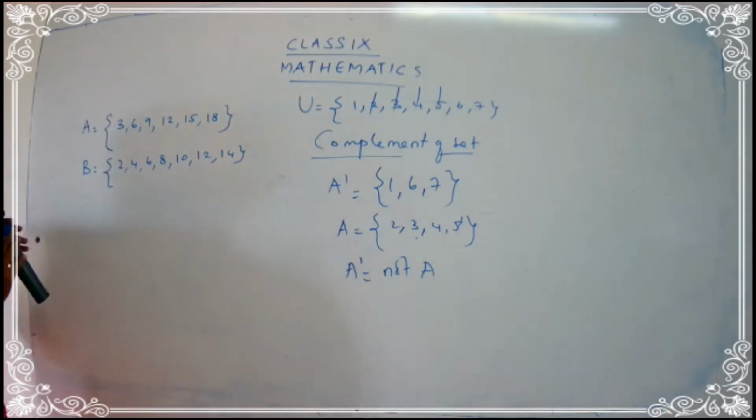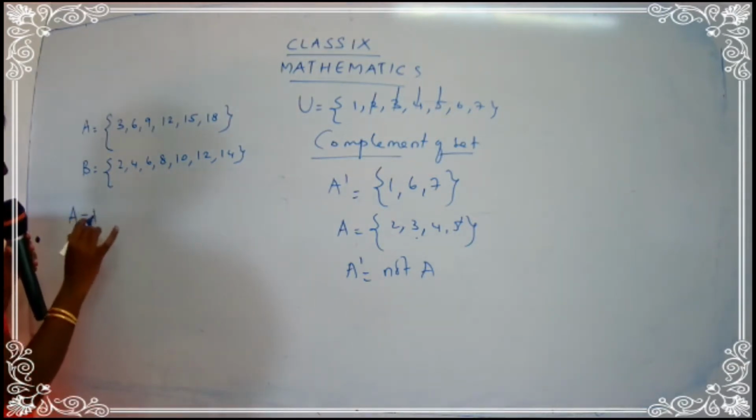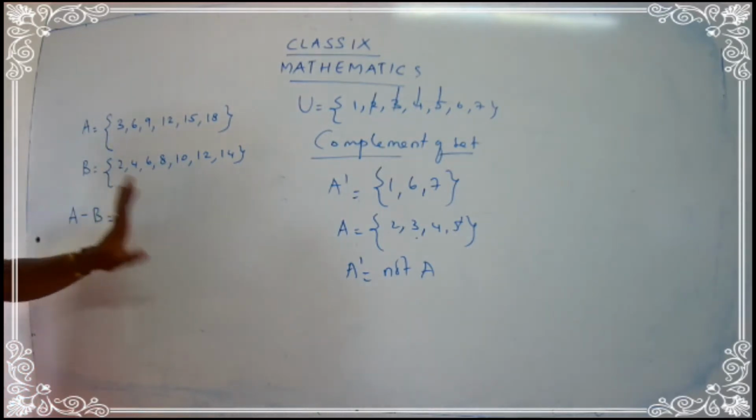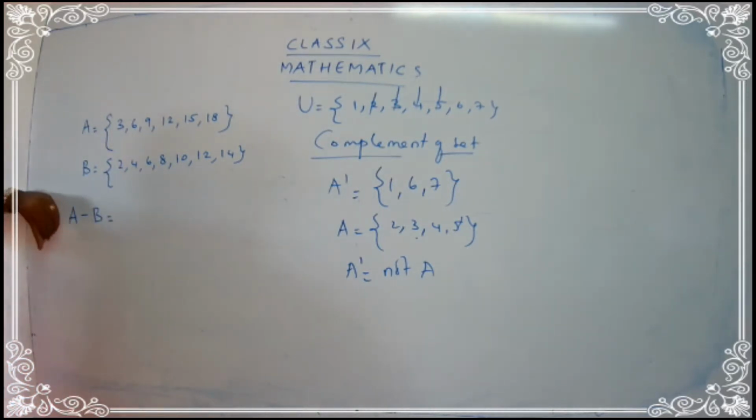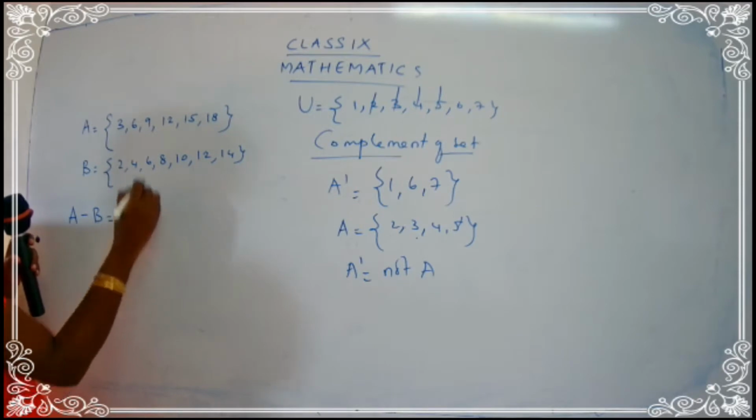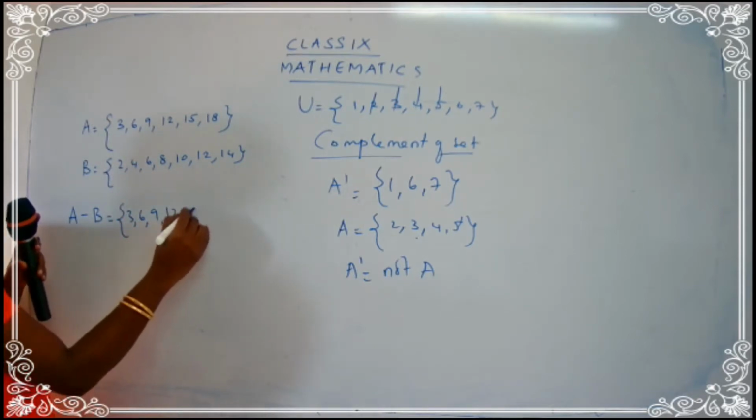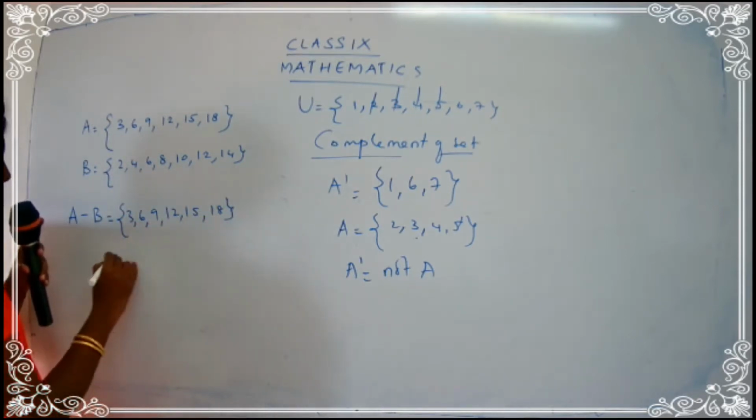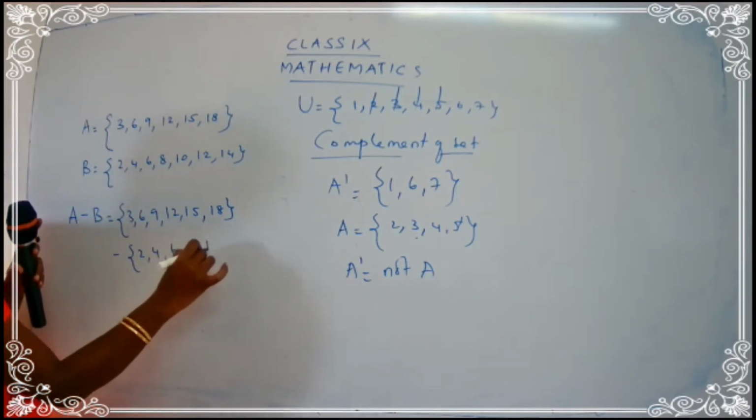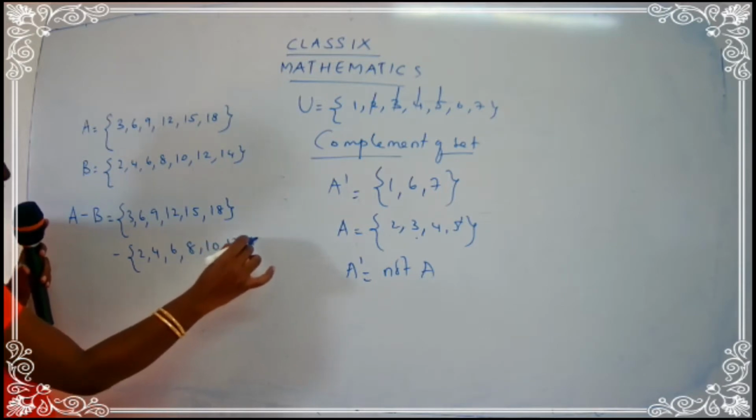Now what I am going to do here is find out A minus B. What is the meaning of A minus B? Present in A but not in B. I want A but we don't want B. So write down the members first. 3, 6, 9, 12, 15, 18 minus, and B is 2, 4, 6, 8, 10, 12, 14.